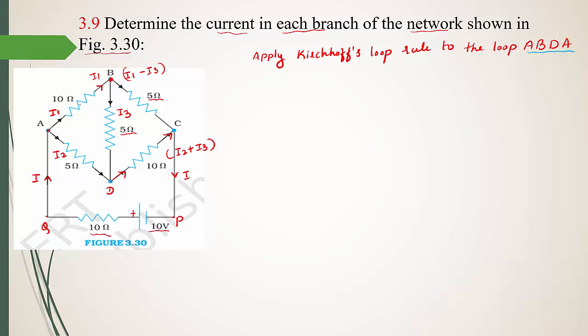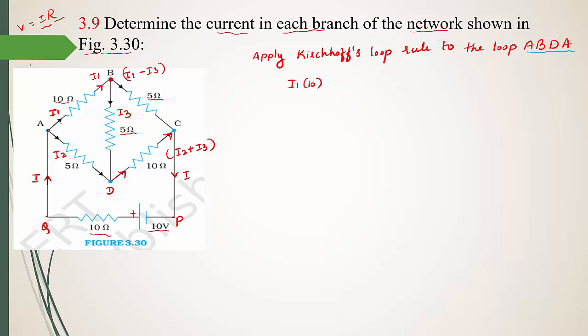So from A to B you can observe, what is the value of resistance? 10 ohm. How much amount of current is flowing? I1 amount of current is flowing. We have the equation V equal to IR. Is it clear? So in place of I, we can write I1, in place of R, we can write 10 ohm. Let us substitute here. For the branch A to B, I am going to write I1 times 10. Right? Then you have to observe the direction.